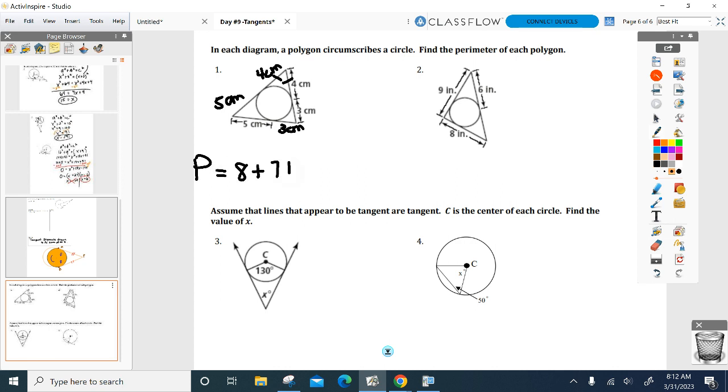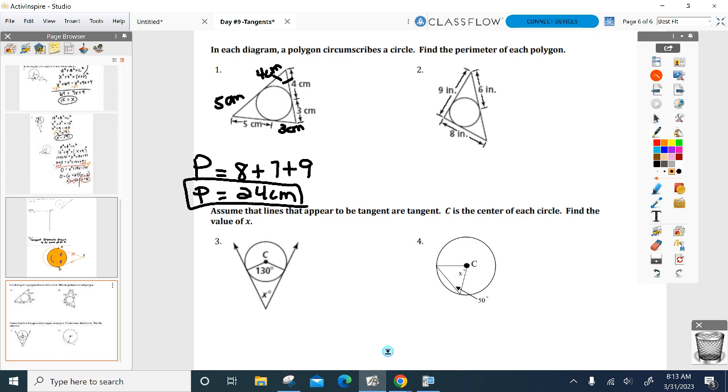So what do we got? 8, 7, and 9. Oh boy, 24. No? 7? 4 plus 3? Oh. I did 4 plus 4 plus 2 plus 2 plus 5 plus 5, so. And then how about 2?